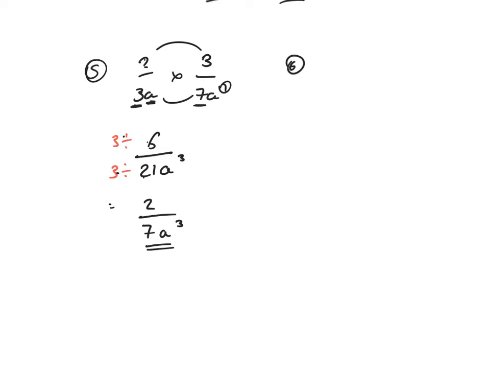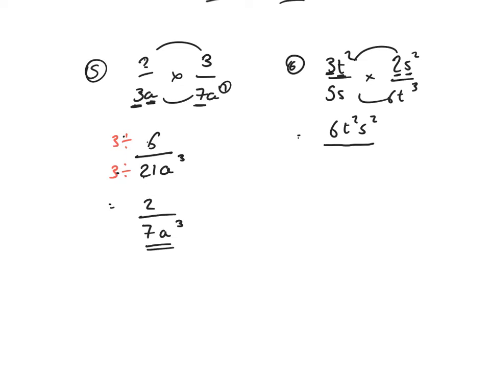Let's take down example 6. Example 6 is going to be 3t squared divided by 5s multiplied by 2s squared divided by 6t cubed. Okay, multiply top and bottom. Okay, 3 times 2 is 6. t squared times s squared, well, it's just t squared s squared over 5s times 6t cubed. Well, 5 times 6 is 30, and s times t cubed is just st cubed.